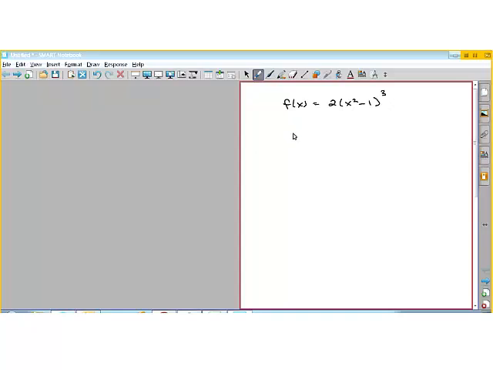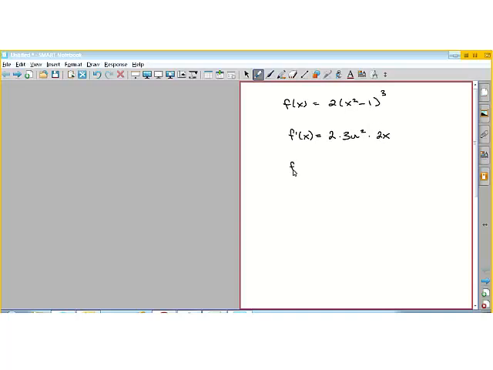And we can use the chain rule to take the first derivative. So we don't have to apply the chain rule to the 2, so we just bring that down. We treat this as the u of x, so we take the derivative of the u part. We have u cubed, and the derivative of u cubed is 3u squared times the derivative of what's inside the parenthesis, which is 2x. So f of u is u cubed, the derivative is 3u squared, u of x is x squared minus 1, and u prime of x is 2x.